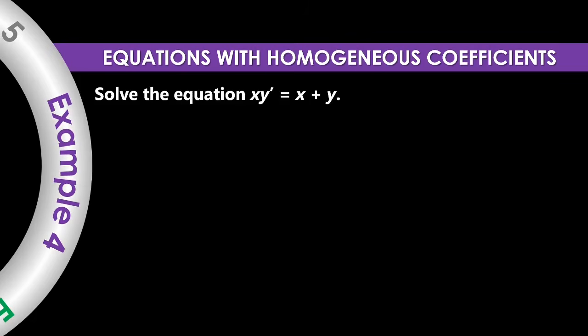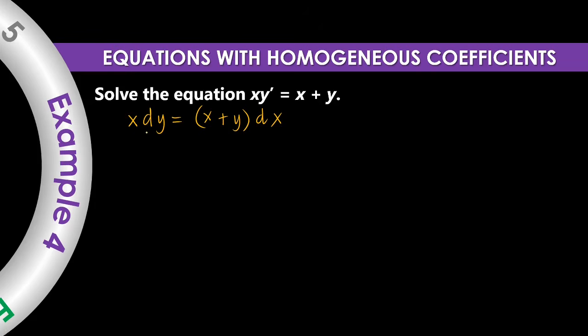Solve the equation xy prime equals x plus y. So, it's better if we write this differential equation in its differential form by multiplying both sides by dx. So, we will get x dy equals the quantity x plus y dx. Okay. So, the equation is homogeneous with a degree equal to 1.